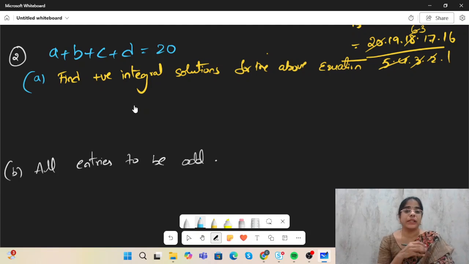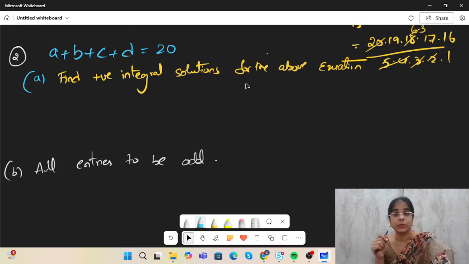Now, the question is a plus b plus c plus d equal to 20. Find the positive integral solutions for the above equation. See, it's like my a plus b plus c plus d. I have 4 things. I can put anything there, like 2 plus 3 plus 5 plus whatever it is, that will be equal to 20. How many such combinations do I have?